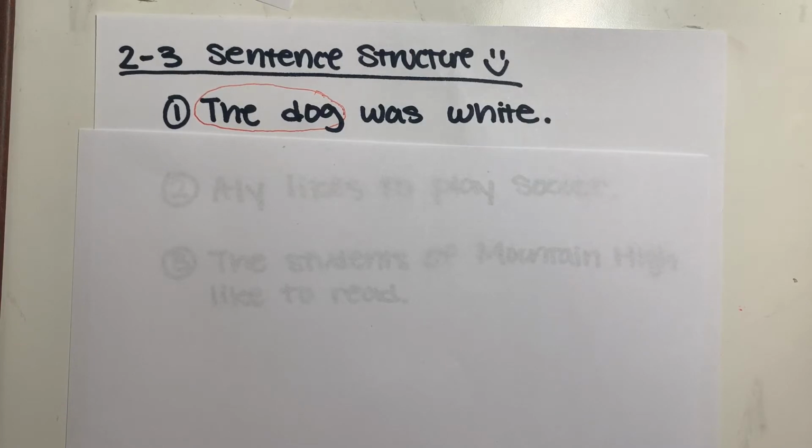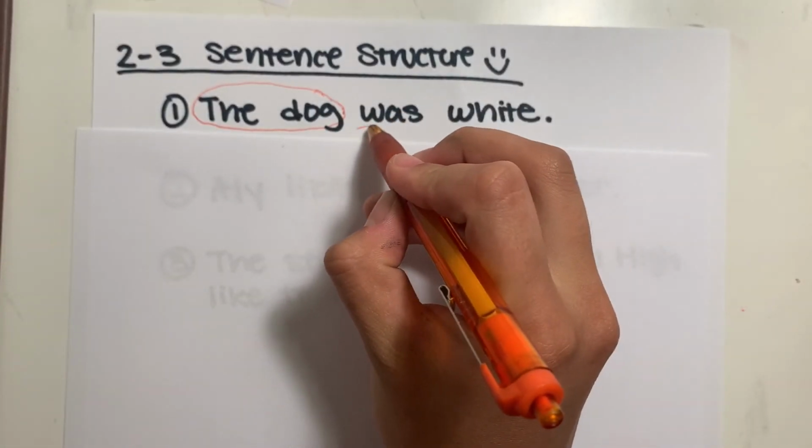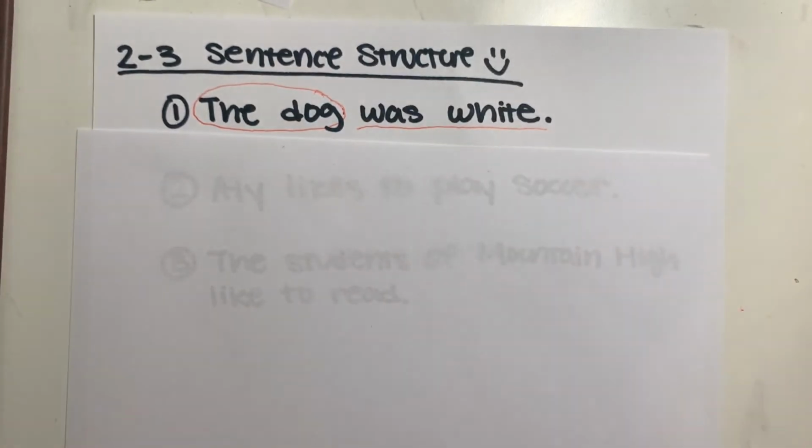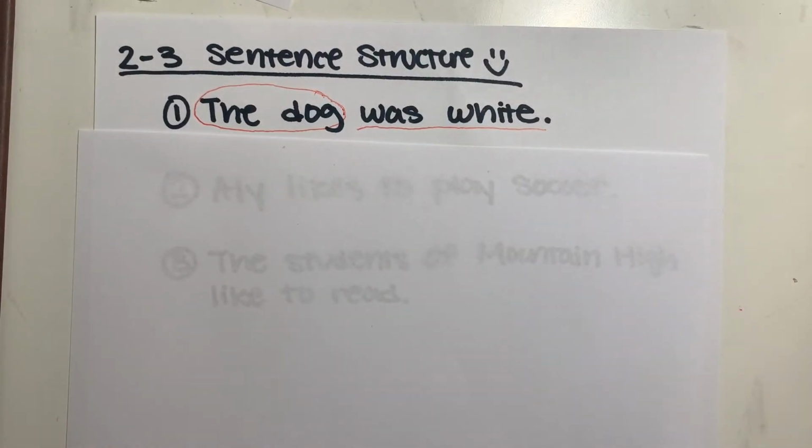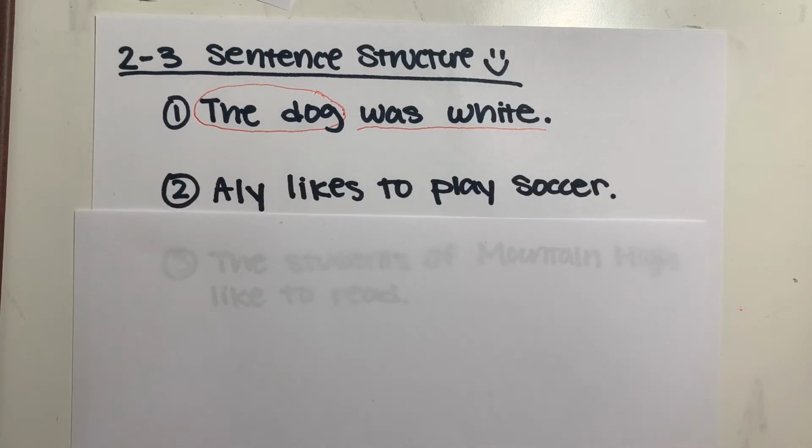The subject is the dog because the whole sentence is centered around the dog. Now, what is the predicate? What part of the sentence is describing what the subject is or does? Was white is the entire predicate. It is telling us what the subject, the dog, is. The dog was white.